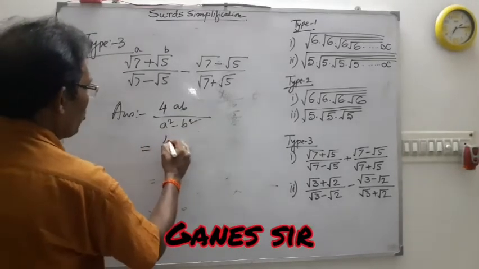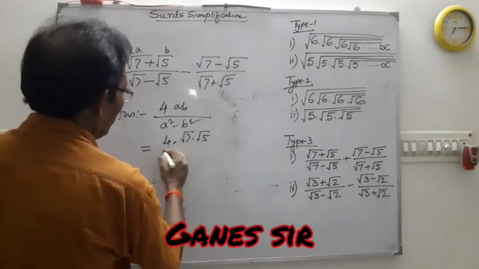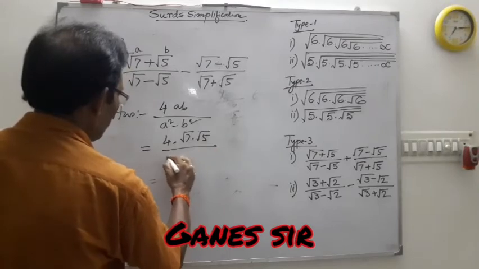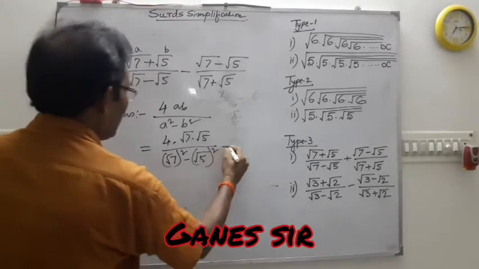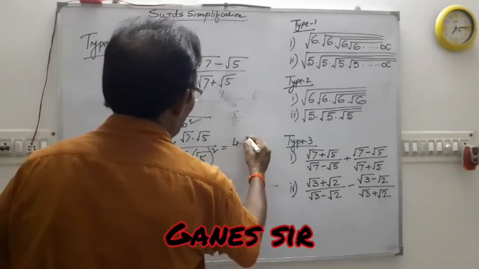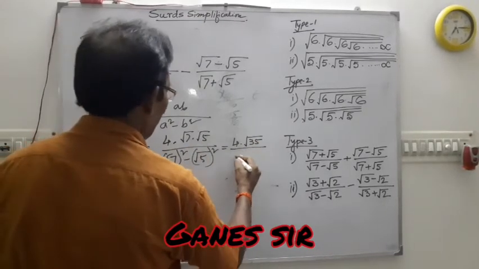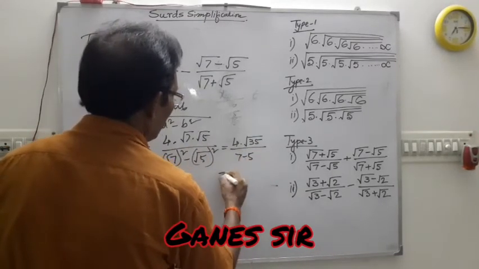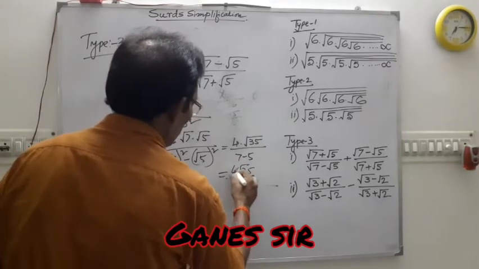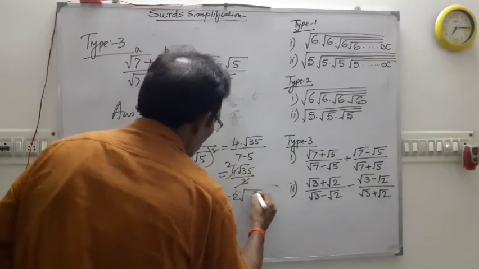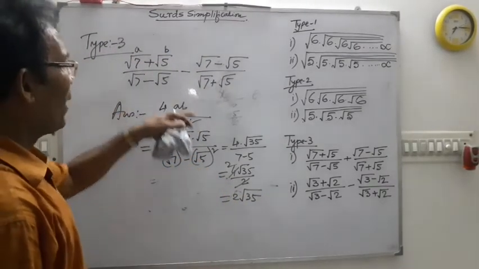So the answer is 4 into root 7 into root 5 divided by (root 7 square minus root 5 square). That is 4 into root 35, divided by 7 minus 5, that is 4 root 35 divided by 2, that is 2 root 35. This is in case of minus.